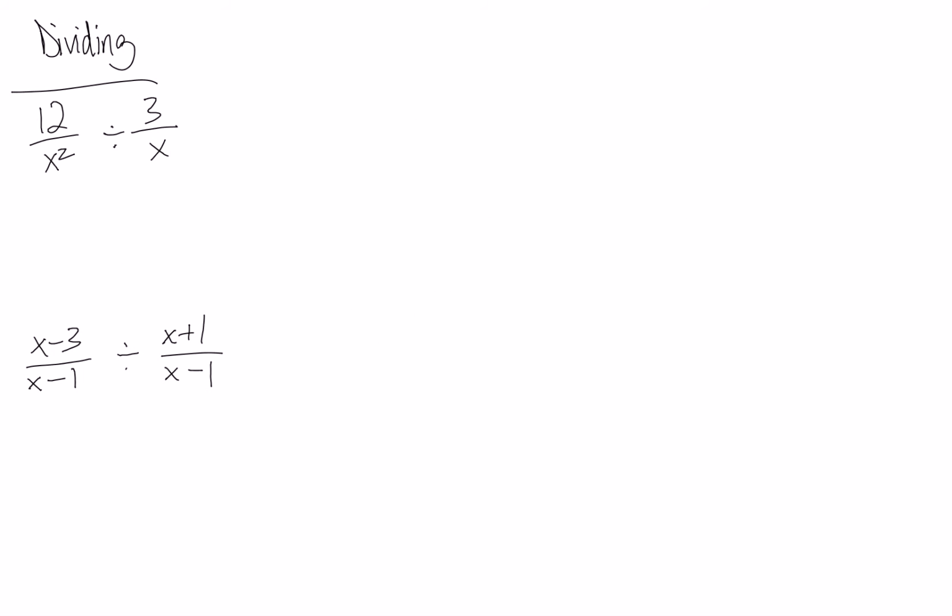Okay, let's look at dividing now. So remember with dividing, when you divide fractions, what you have to do is change it to multiply. So this first one, well, let's rewrite it as 12 over x squared times x over 3.